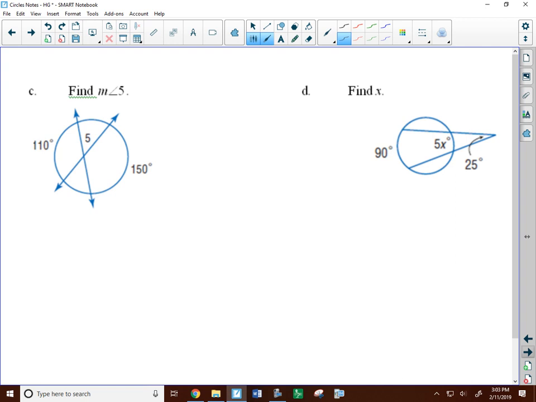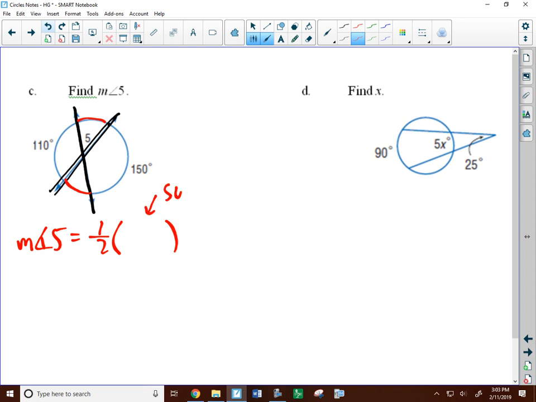On C, the measure of angle 5. It is not a central angle. It is not an inscribed angle. It is an angle inside the circle. Notice that angle 5 goes to these two arcs in red. So the measure of angle 5 is going to be half the sum of the red arcs. I'm writing sum and I'm writing plus for a reason. We're not going to be able to find those arcs individually right now. However, we don't need to. We just need the sum.